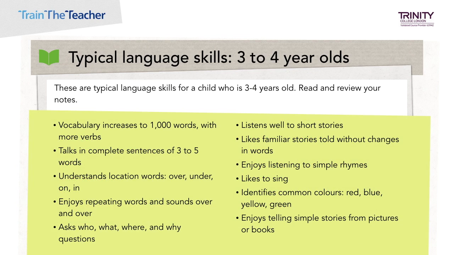So what about 3 to 4-year-olds? Well, these are the typical language skills we would expect. At this age, the vocabulary increases to about 1,000 words and there are more verbs. They're talking in complete sentences now, between 3 and 5 words, and they understand location words, prepositions, such as over, under, on, and in.